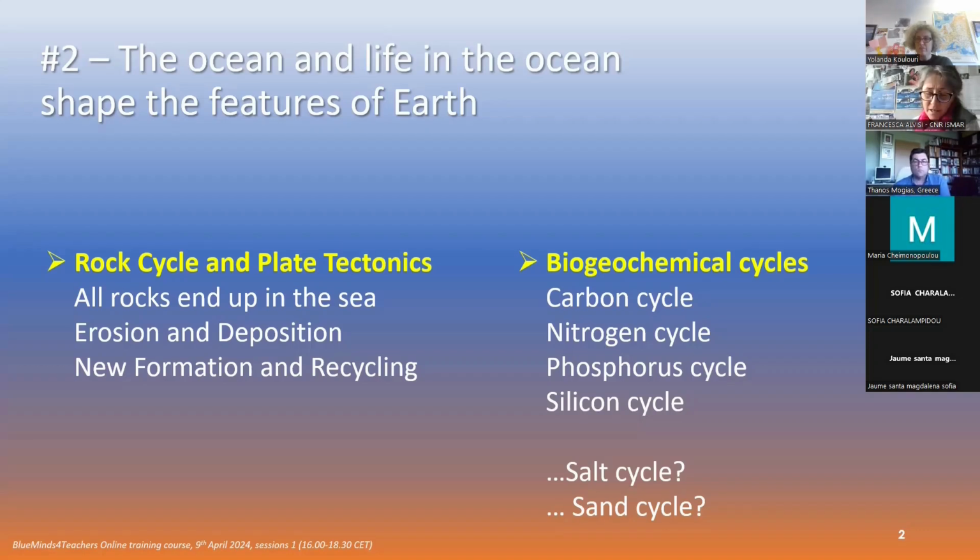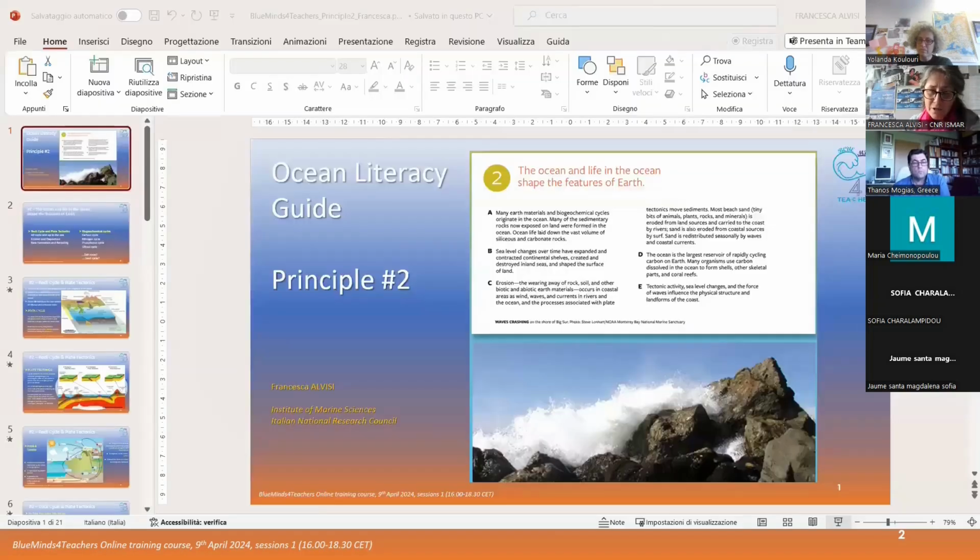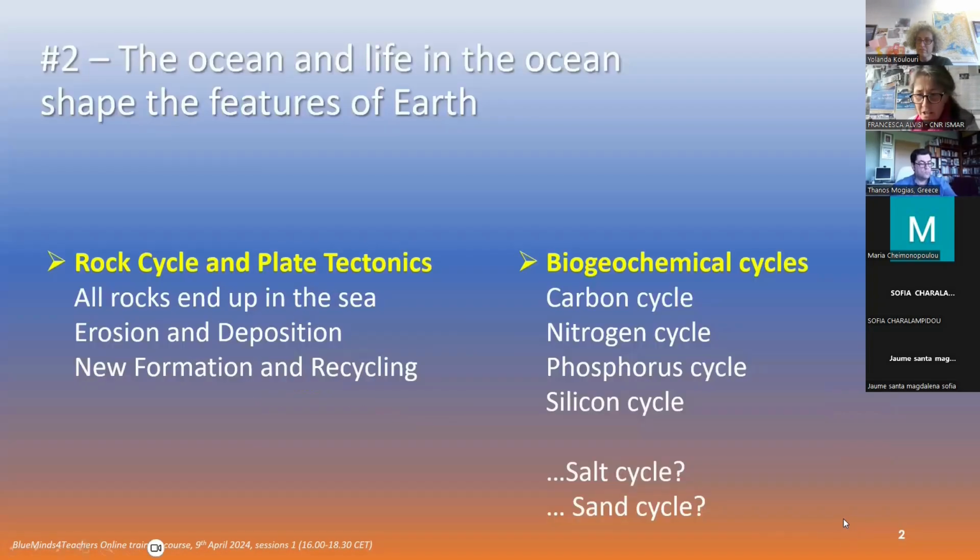And so I'd like to remind you that, for example, the circular economy is not something new; we didn't invent any wheels, because a circular economy is, in a certain way, the way that natural systems work. So the second principle has to do with the rock cycle and plate tectonics, and with biogeochemical cycles. That means the cycles between biology, geology, and chemistry.